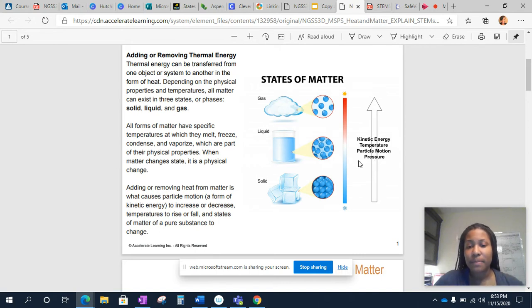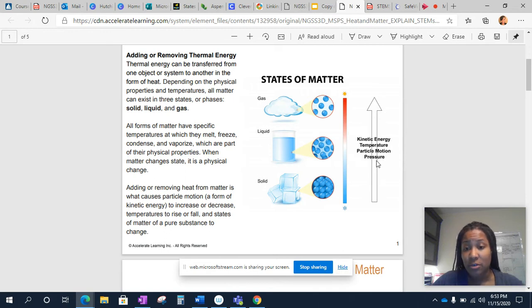Think about this. The volume of a solid is fixed, right? It's going to take up the same amount of space. It doesn't spread out all over the container. But the particles in a gas, they actually spread out, which causes those particles to press up against the sides of a container, increasing the amount of pressure. This is why you can't puncture a can of spray starch or a can of Lysol.